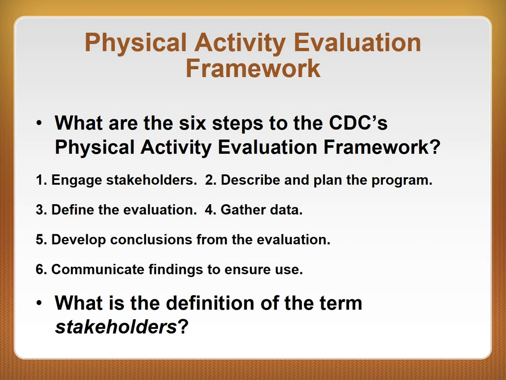What are the 6 steps to the CDC's Physical Activity Evaluation Framework? The U.S. Centers for Disease Control and Prevention has proposed a physical activity evaluation framework to help in the development and follow-through of evaluation strategies for physical activity programs. The framework has 6 crucial steps. 1. Engage stakeholders. 2. Describe and plan the program. 3. Define the evaluation. 4. Gather data. 5. Develop conclusions from the evaluation. 6. Communicate findings to ensure use.